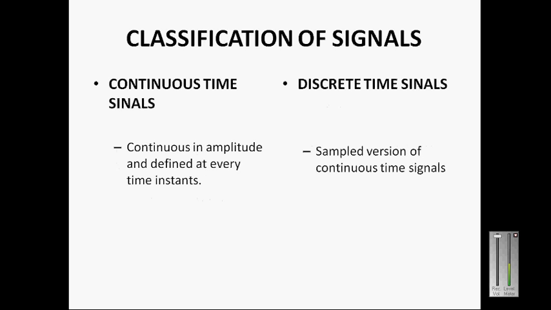Then classification of signals. Signals are mainly classified into two types: continuous time signals and discrete time signals. Continuous time signals are continuous in amplitude and defined at every time instance. They are mostly represented with the time variable t. Then discrete time signals. A discrete time signal is a sampled version of a continuous time signal. It is denoted by n.